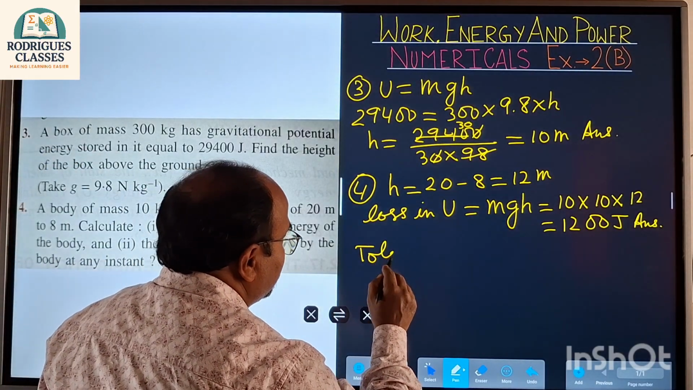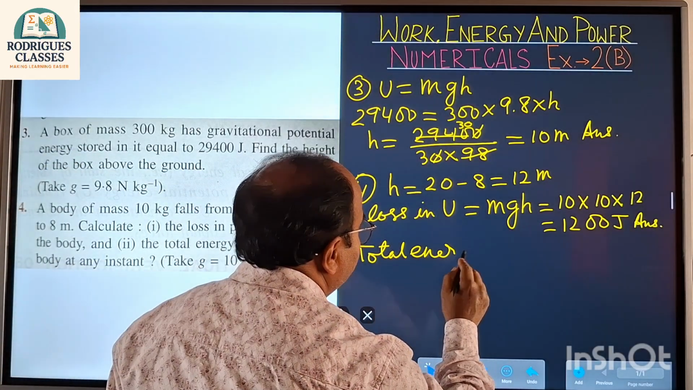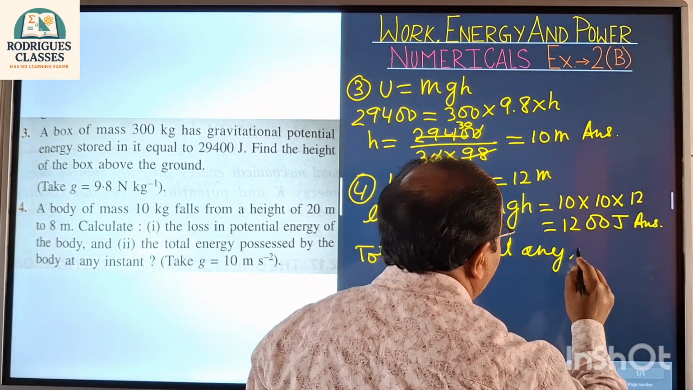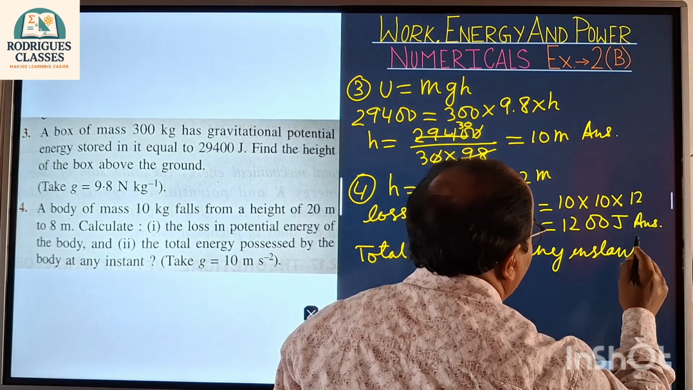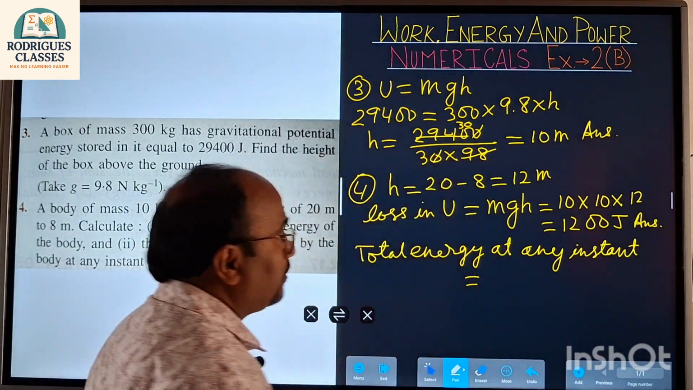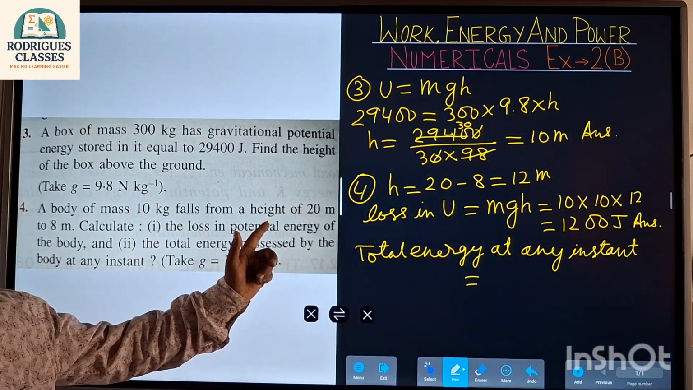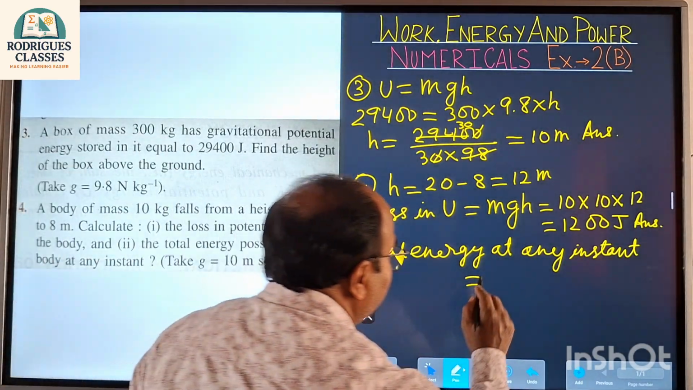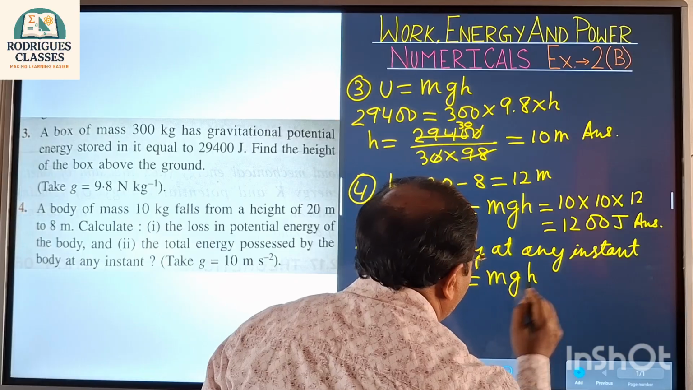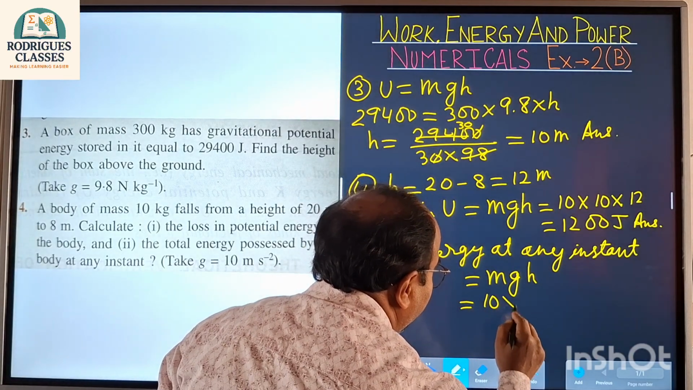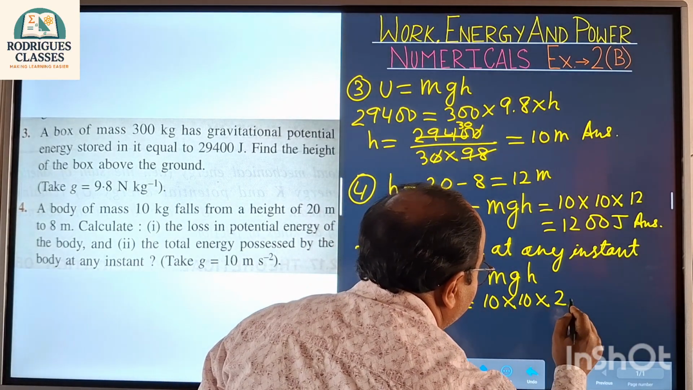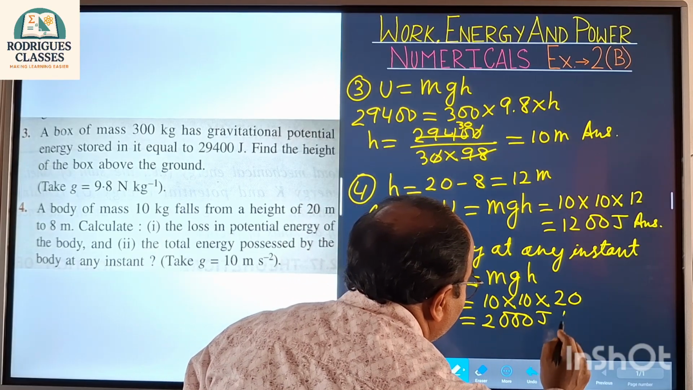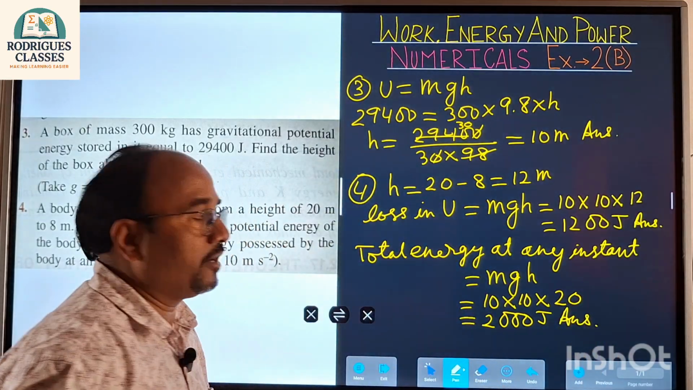So I write here, total energy at any instant will be found out by finding the potential energy at the initial height, that is of 20 meter. So I write the formula first, mgh. Mass is 10, g is 10, and now the height is 20. So that gives us 2000 joule. This is your answer for the second part.